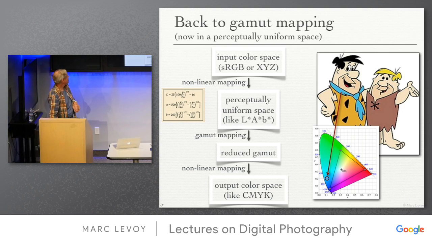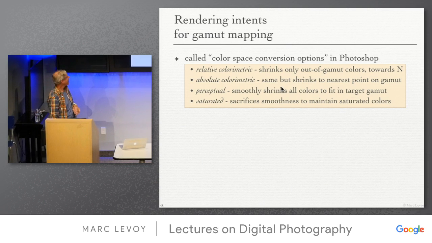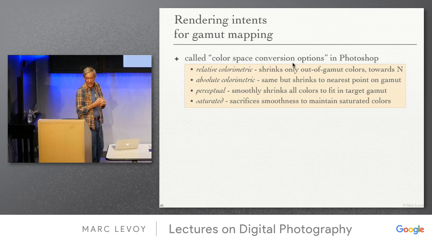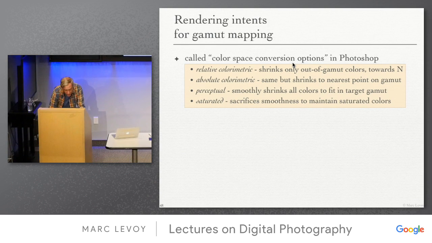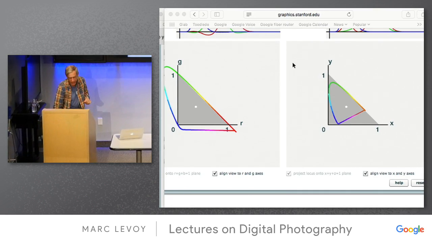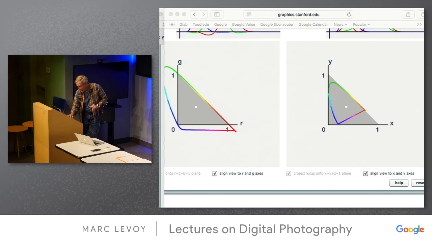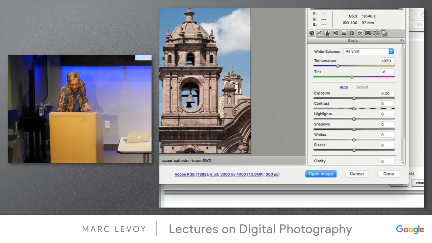So this reduction, called gamut mapping, might have several options on how it's done. And so the options, let's bring up Photoshop. And oh, I forgot a demo that I wanted to give earlier. Push the stack for a second. This is a nice demo.